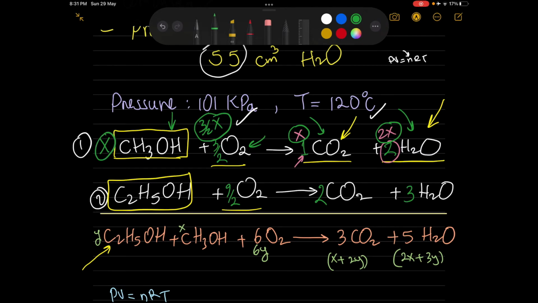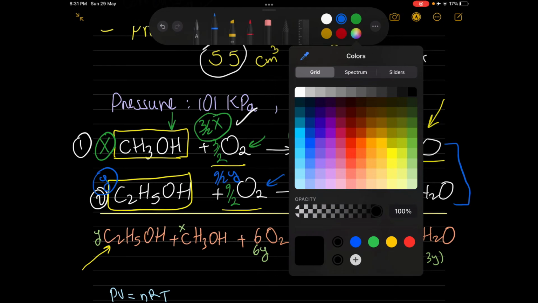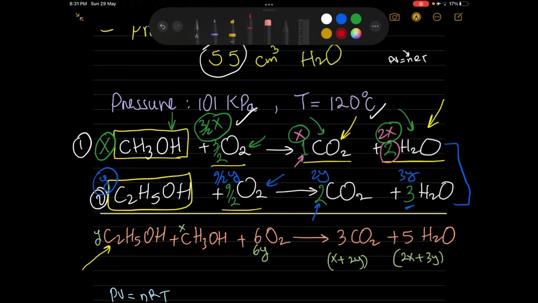We're going to give another symbol for ethanol, which is Y. For oxygen, it will be 9/2 Y. For carbon dioxide, it's multiplied by 2, so it's 2Y. For water, it's multiplied by 3, so it's 3Y. So you have two equations. Both are combustion reactions, but you need to write the overall equation, so you can sum, or add, these together.